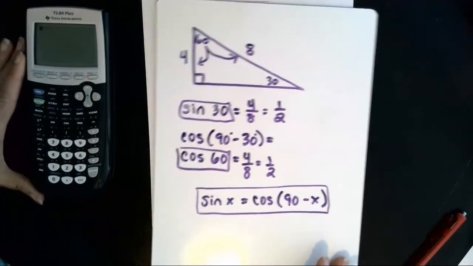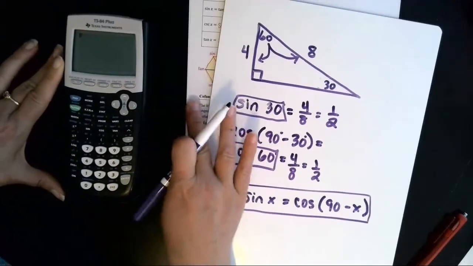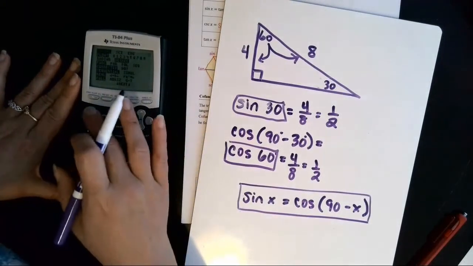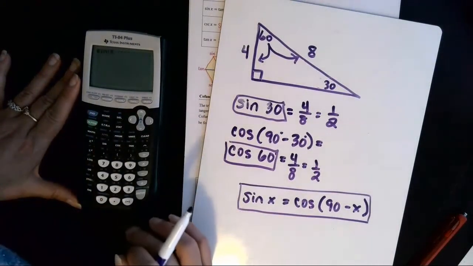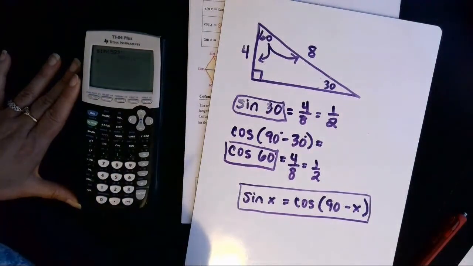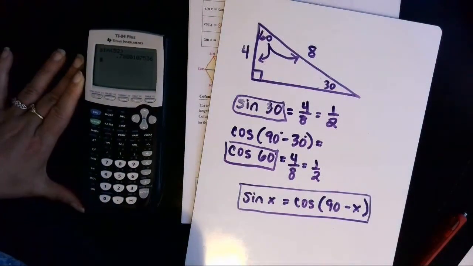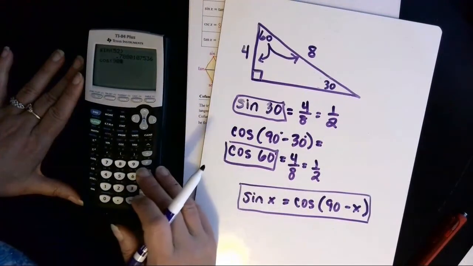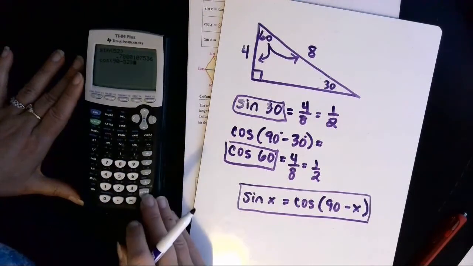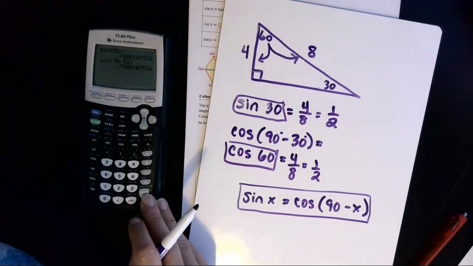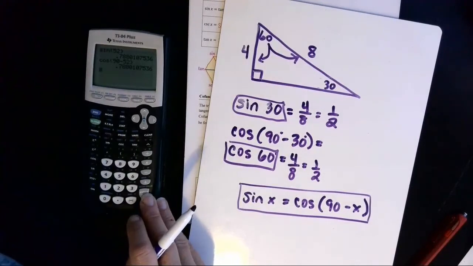And we can verify that in our calculator. If we're in degree mode, we can try it out with a few other angles. So for example, the sine of 52 is going to be a wonky decimal. And if we try the cosine of 90 minus 52, we should get the same wonky decimal, and we do. So that's a cofunction relationship.